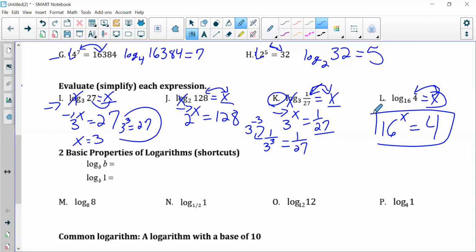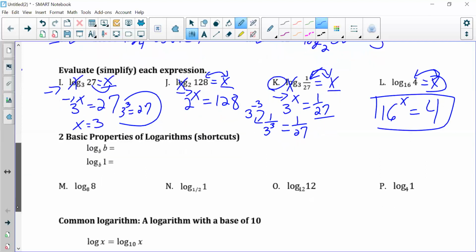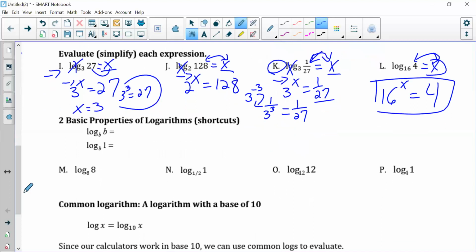All right, number 2, step 2 here. Basic properties of logarithms. These are shortcuts. These are things that you get to look at and you get to say, ha, I know this. This is not going to trick me. All right, so notice on this first one, the log base b of b. Anytime your base and your y value are the same, your answer is 1.